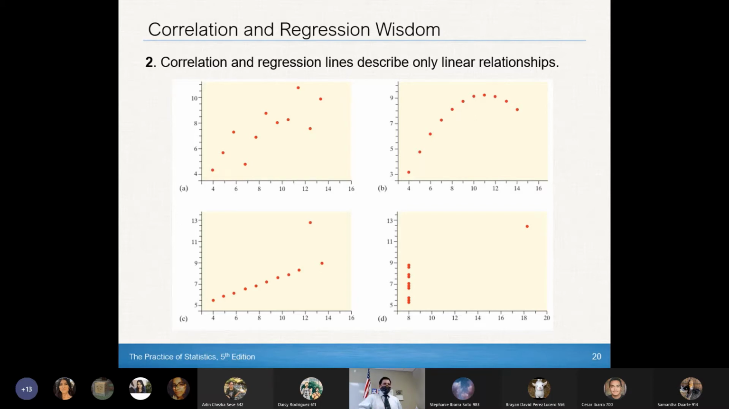If you think scatterplot A has the largest value of r, please digitally raise your hand. There's no risk for being right or wrong here. It's just guessing. If you think B will have the largest value of r, the highest correlation, raise your hand. All right, what about C?